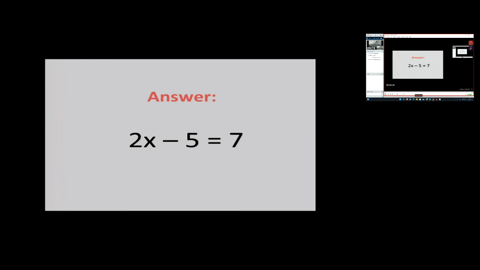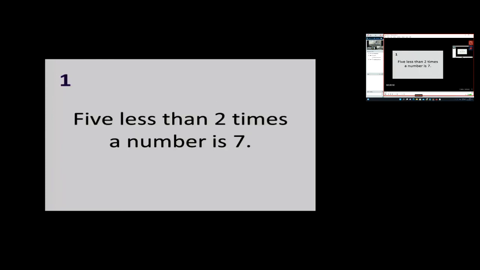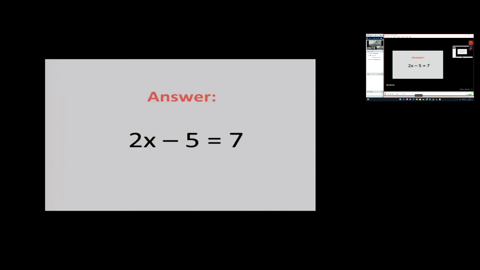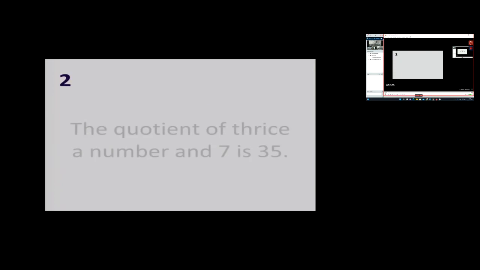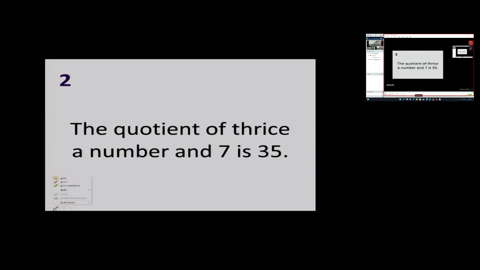Again, 5 less than 2 times the number is 7. That is 2x minus 5 is equal to 7. Next, the quotient. What is quotient? Quotient.